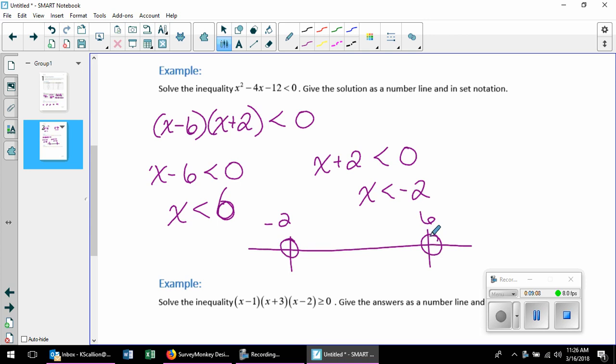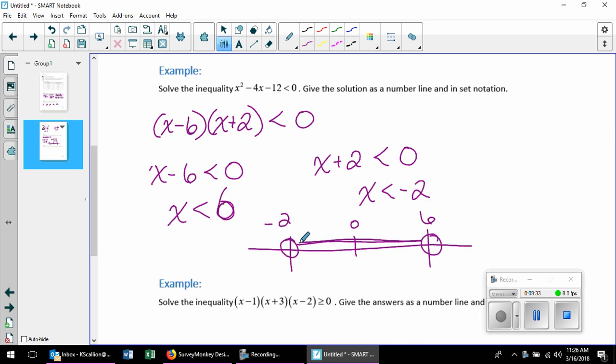So pick some test points. What would be a great test point to pick? 0. I love it. So if I substitute 0 in here, -12 is less than 0. Is that a true statement? So my solution lies in between these two dots. I find it easier to do my number line first, then I can do my set notation.